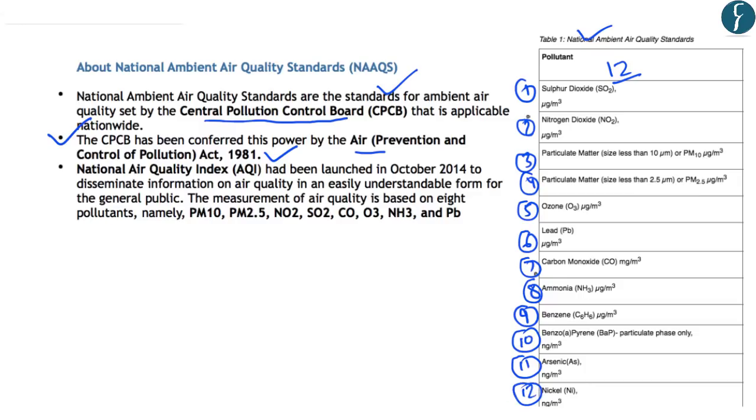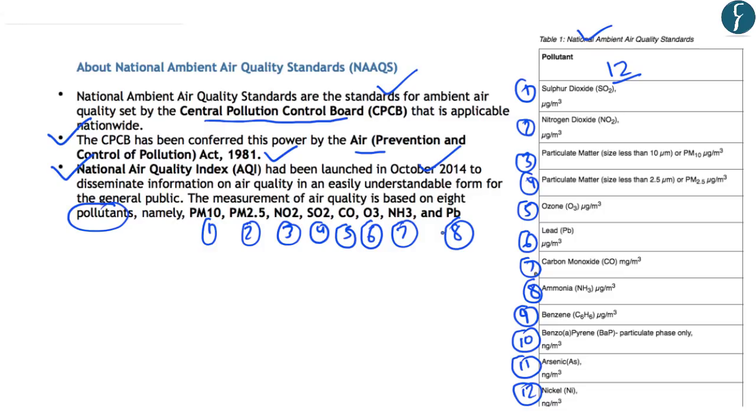Further, an index has also been created which is known as National Air Quality Index, and it was launched in October 2014. And this aimed at disseminating information on the air quality in an easy format to the general public. And the measurement of air quality is based on 8 pollutants, and these include the PM10, PM2.5, nitrogen oxide, sulfur dioxide, carbon monoxide, ozone, ammonia and lead.